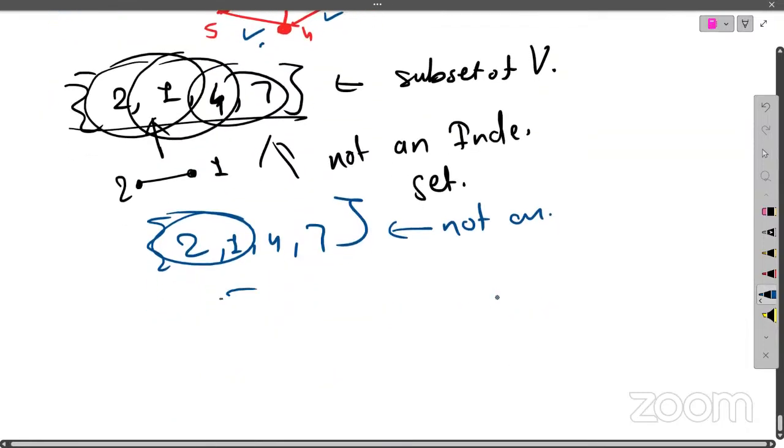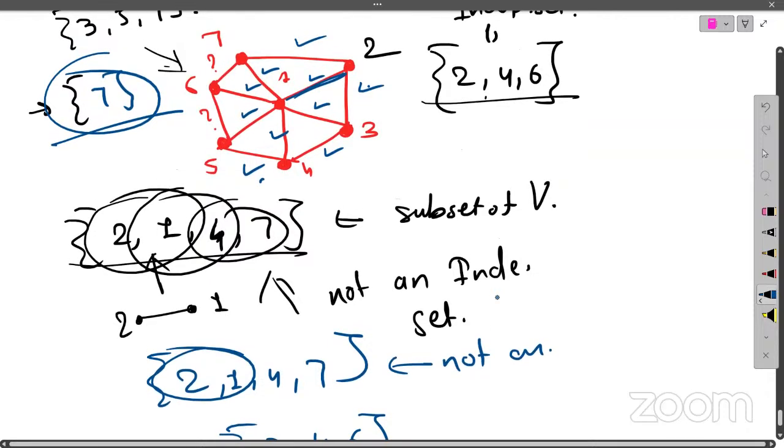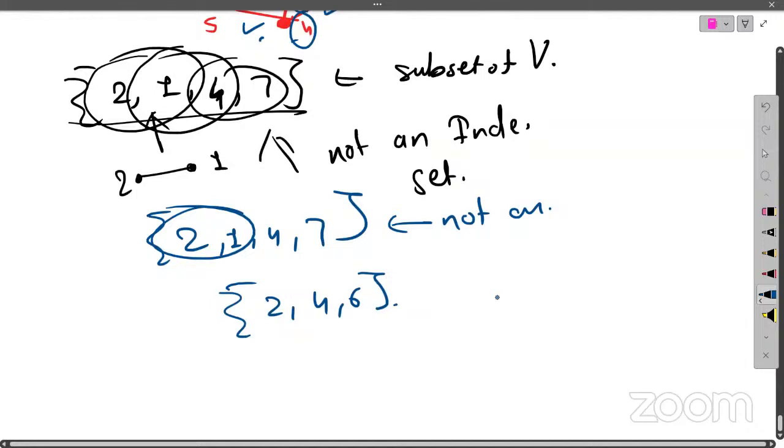But if you consider the subset simply 2, 4, and 6, then here 2 and 4 are not connected by a single edge. Correct? 4 and 6 are also not connected by a single edge, and 6 and 2 are also not connected by a single edge. So such a subset is known to be an independent set.